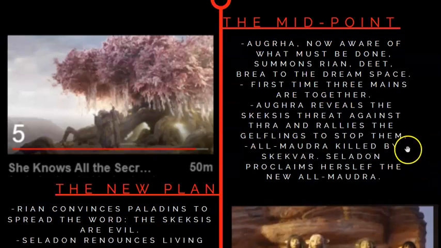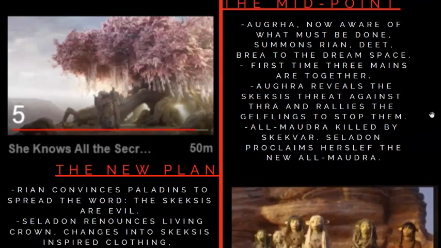The Almaldra is killed by Skekfire, and the Almaldra is Celadon and Bria's mom. Celadon basically says, well, I spelled a word wrong. Celadon proclaims herself the new Almaldra. So even though her mom was killed by the Skeksis, she's still like, well, my mom was a traitor, so that's why she died. You'd think Celadon would wake up by now, but no.